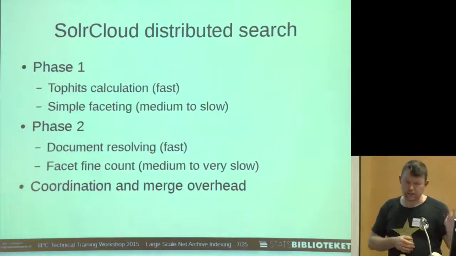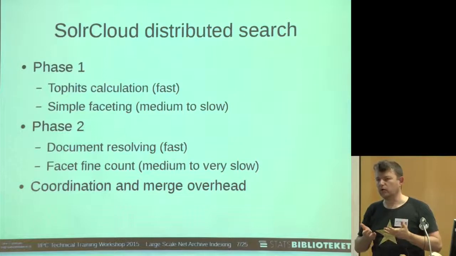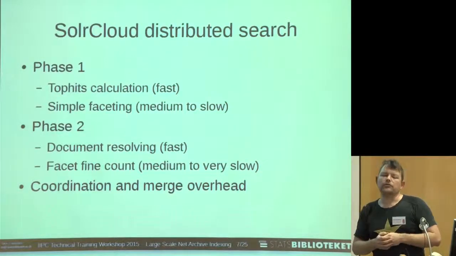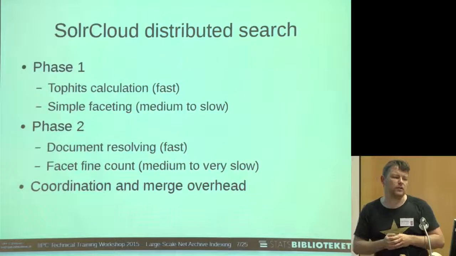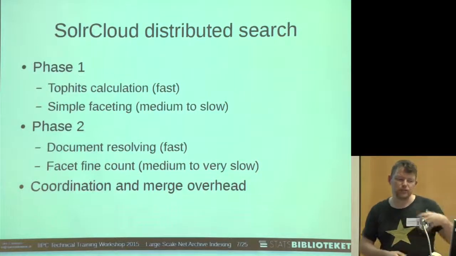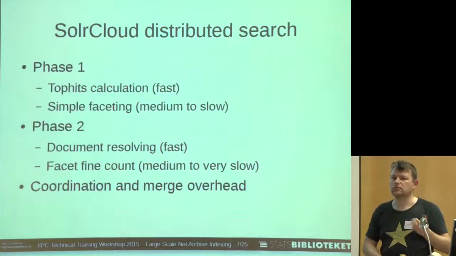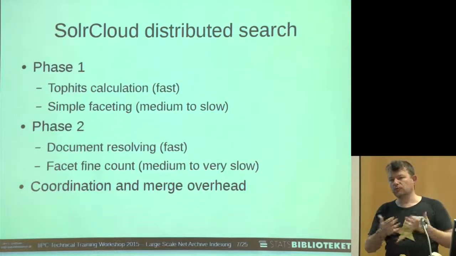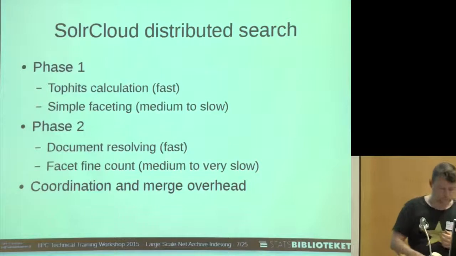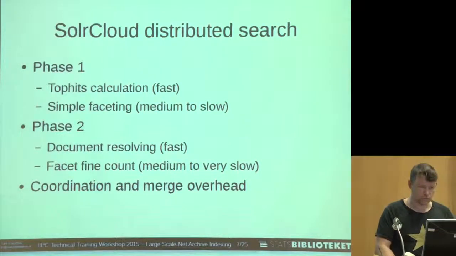And then there's the coordination and merge overhead, which thankfully is very low in itself for Solr. It's just, I don't know, a few milliseconds, 10, 20 if you have these 25 shards. So it's not really a factor. But this second phase means that just running 2 shards, each of half the size, as opposed to running 1 shard, you could say, will be slower. We'll test with that.